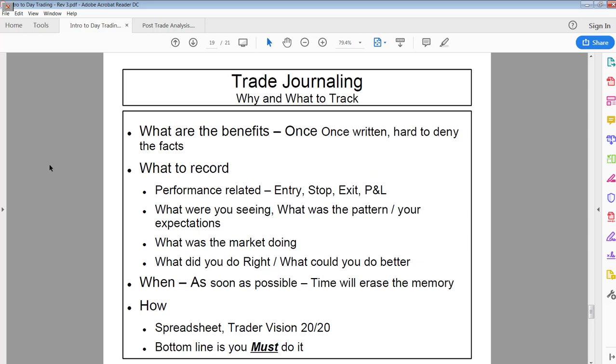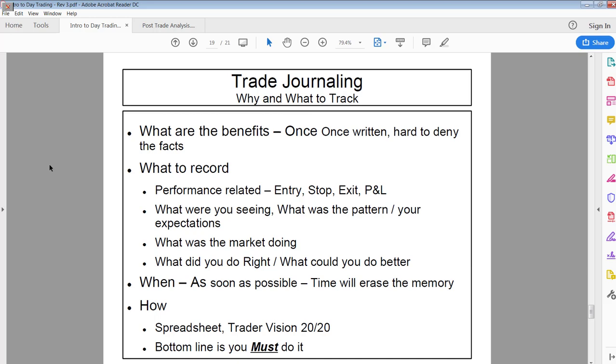And trade journaling. Once they're written, it's hard to deny the facts. I've written once, twice. What to record? You know, the performance related stuff. What was your entry, stop, exit, P&L, and what the heck were you thinking? What were your expectations? Put it in the comments section. What's the market doing? What did you do right or correct? Or what could you do better?